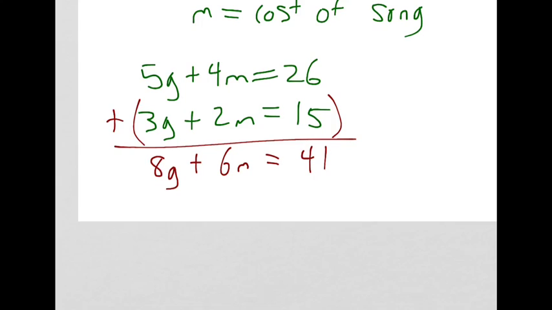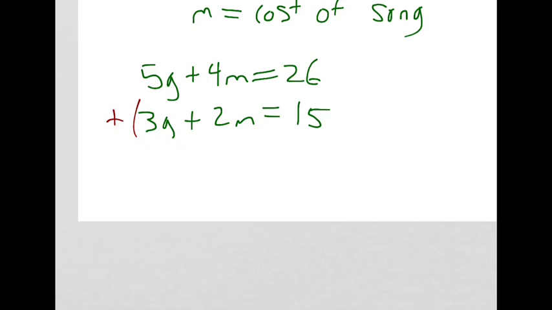Okay, so at this point, you should see a problem. What were we supposed to do? Eliminate something. Did something get eliminated? No. If I had subtracted, would I be able to eliminate anything? No, because if I subtracted, I would have gotten 2G here, 2M, and 11. So what do I need to do, maybe before I add or subtract, to ensure that my addition or subtraction will actually eliminate something?